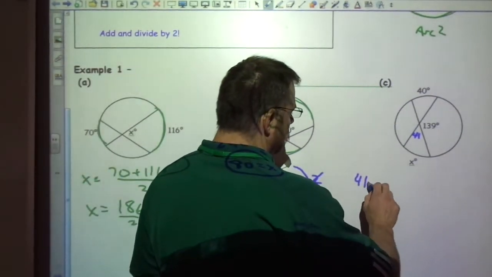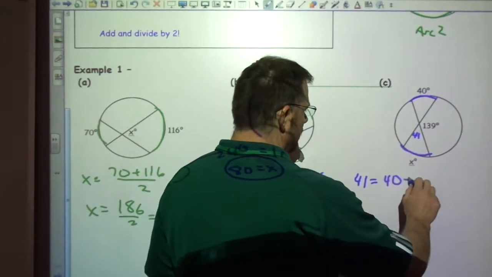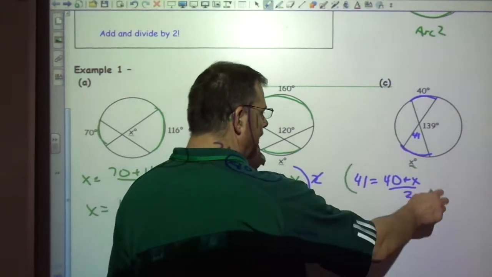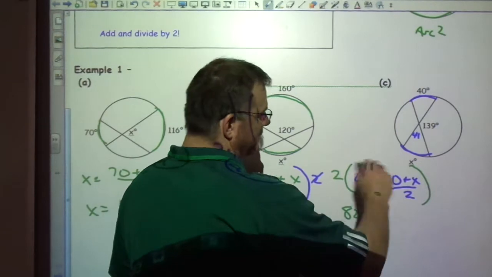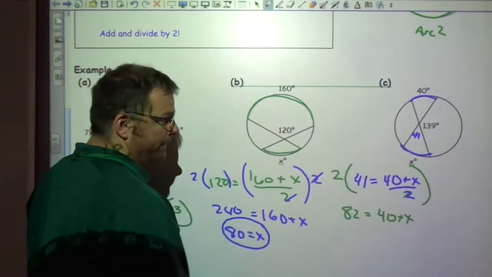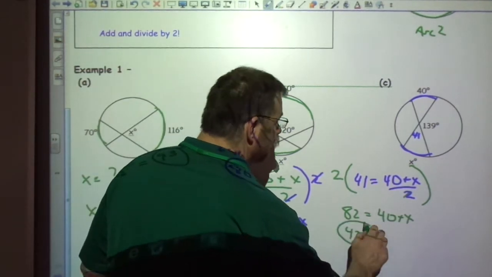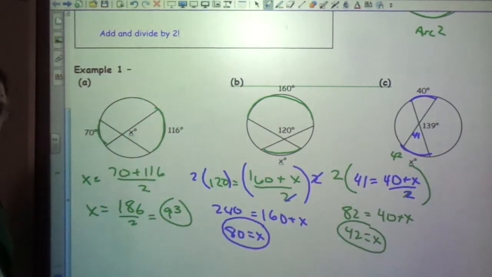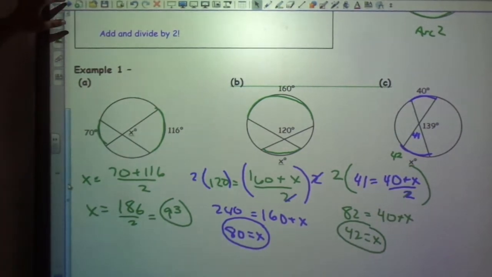We know this angle is equal to arc length 1 plus arc length 2 divided by 2. Again, to get rid of the dividing by 2, let's multiply everything by 2. That gives me 82, and on this side it cancels the 2 and leaves just the numerator. Subtract, and we have 42 equals x. So that's my arc measure right there. So that's inside angles. Add them up, divide by 2 to find the inside angle.